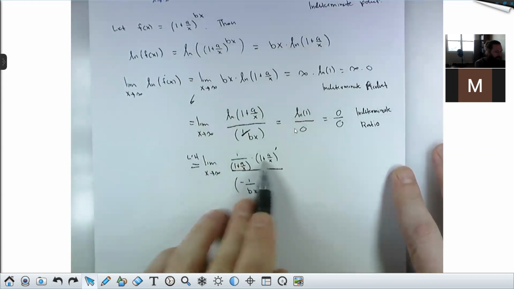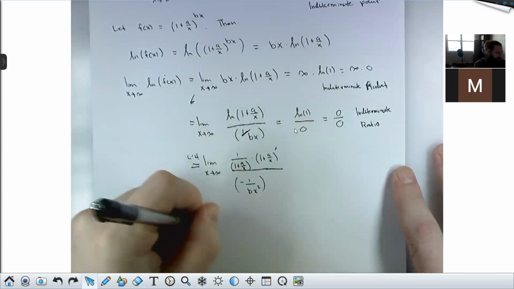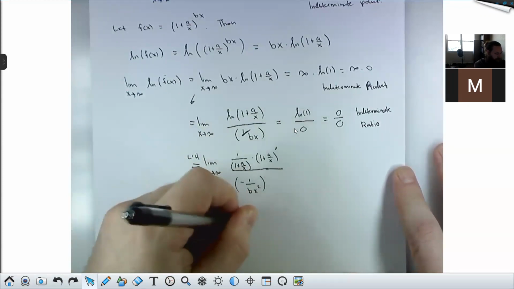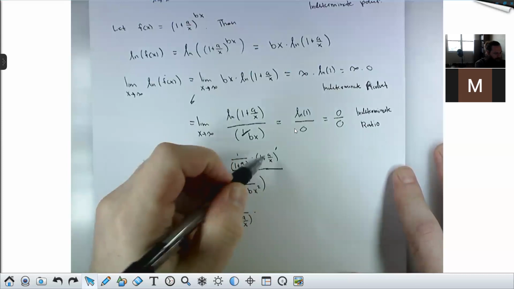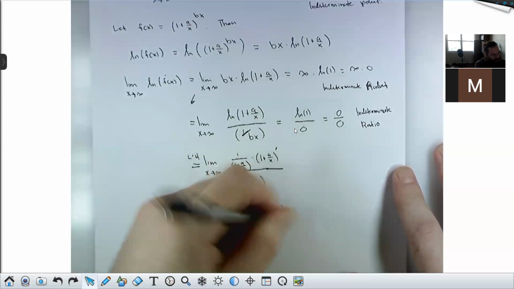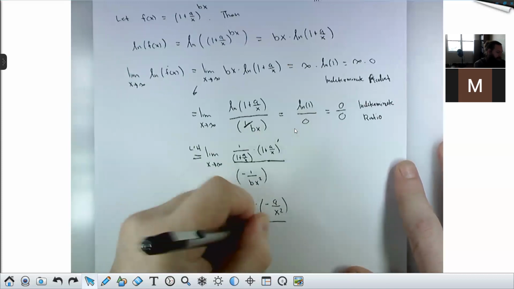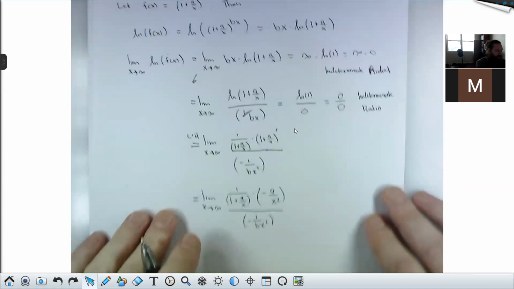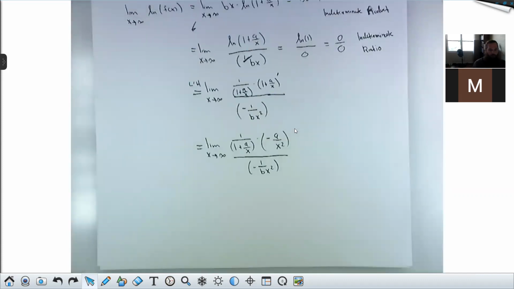Upstairs, I still need to take the derivative here to finish up my chain rule. So I'll have 1 over 1 plus a over x times the derivative of 1 is 0. The derivative of a over x is negative a over x squared. So I have that all divided by negative 1 over b times x squared. And it might not look like it's getting better, but at this stage, if we do some algebra, things will get much, much nicer.